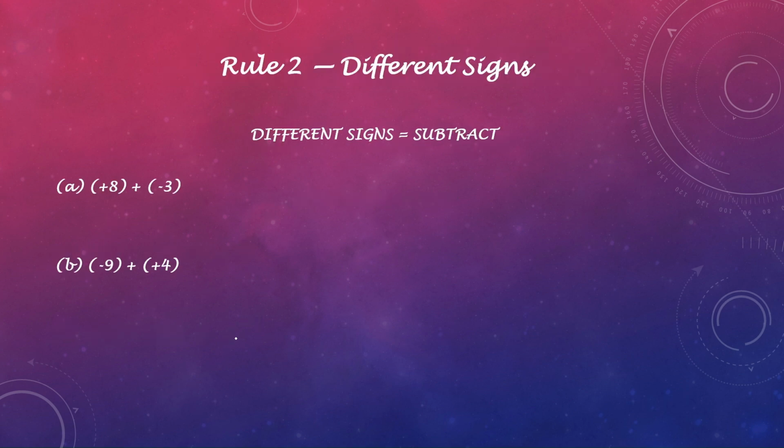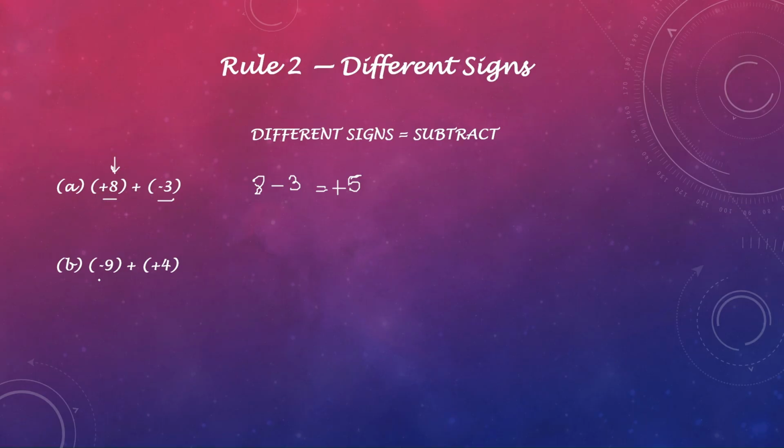Now, rule 2 says when signs are different, we need to subtract the smaller number from the bigger number and keep the sign of the bigger number. So in this first example, we are having an integer where one integer is positive and the other one is negative. Both of them are having different sign. That means we need to subtract a smaller number from the bigger number. That is 8 minus 3. Now 8 minus 3 is equal to 5. Now this rule also says that we need to put the sign of the bigger number. Since the bigger number is 8 and 8 is having positive sign, the answer is going to be plus 5.